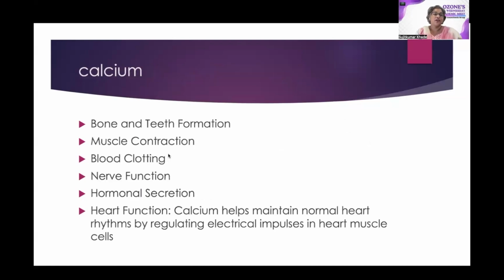Begin with calcium. It is a major part of bone and teeth formation. 99% of the body's calcium is in bones and teeth. Then it helps in muscle contraction and blood clotting. Calcium plays a critical role in the coagulation cascade. It is required for activation of several proteins involved in blood clotting. Then it is very essential for neurotransmission, hormonal secretion, and calcium helps to maintain the normal heart rhythm by regulating electrical impulses.